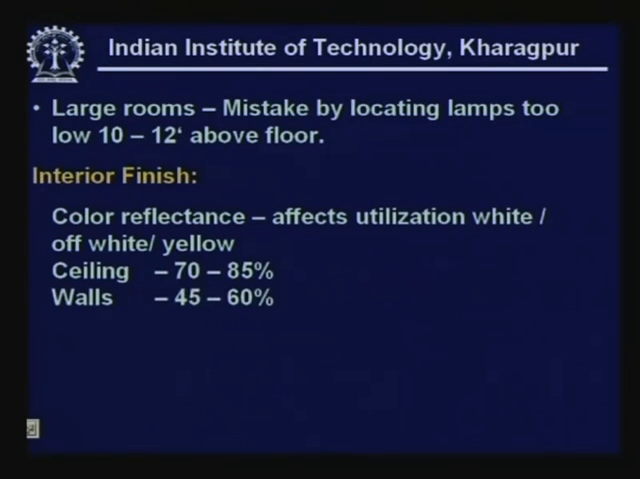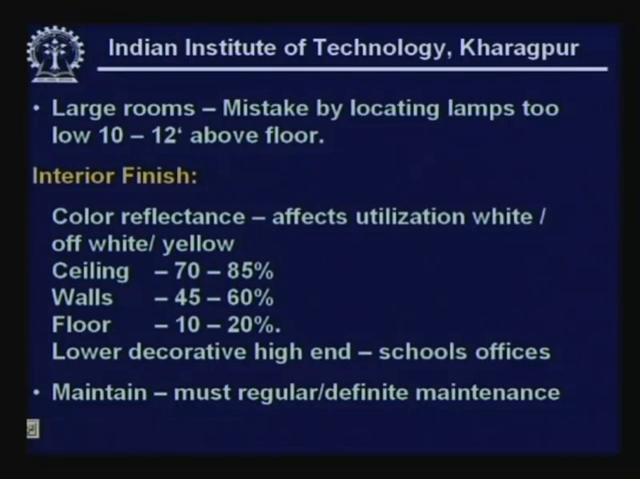The reflectance levels which one expects: you expect most of the light from the ceiling to be reflected onto the objects, whereas walls and the floor are expected normally to have very low reflectance. Walls have typically around 45 to 60%, whereas the floor has the least, with 10 to 20%. Schools and offices have less decoration and high utilization.